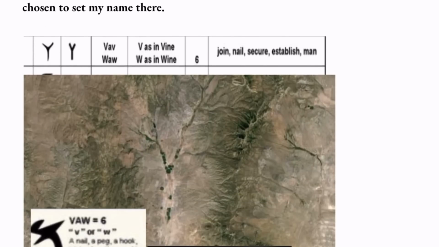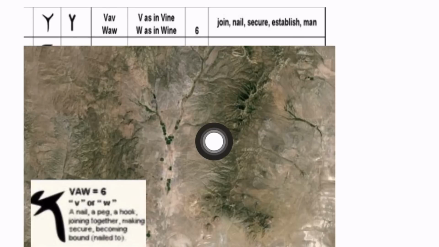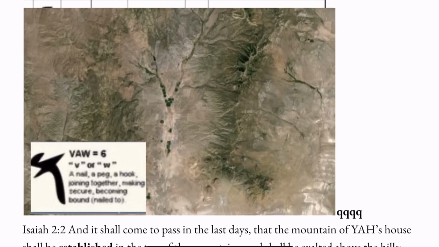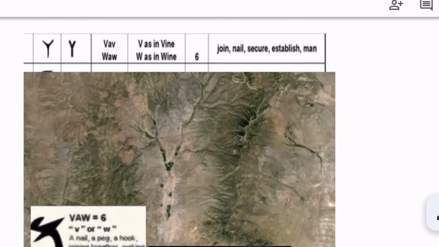So we see the characters of the Tetragrammaton on the real Jerusalem. As we can see right here, this is the most obvious one, right? The creeks coming in from the rivers form a Y shape, but that Y shape is really a Paleo-Hebrew Vav, and it means join, nail, secure, establish. It literally represents a nail, a peg, or a hook, joining together, making secure, becoming bound. So it basically means to establish.